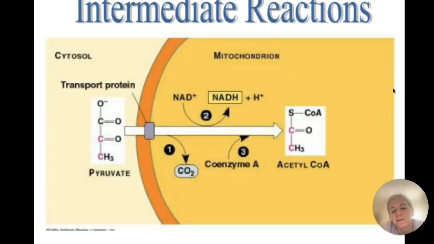So we call these the intermediate reactions. It's not really an official step of cellular respiration, but cellular respiration can't happen the next step until we get this acetyl-CoA. So if it helps you to think of this as a second step, you can, but the real second step will be the Krebs cycle.